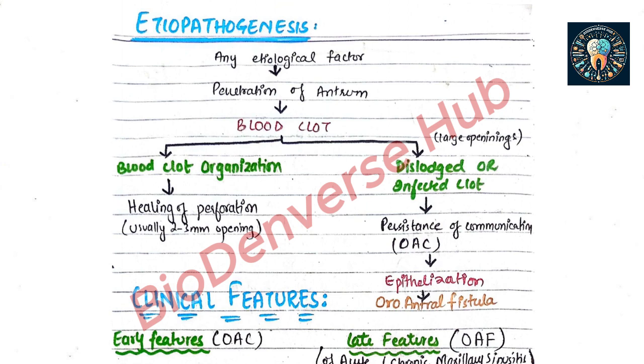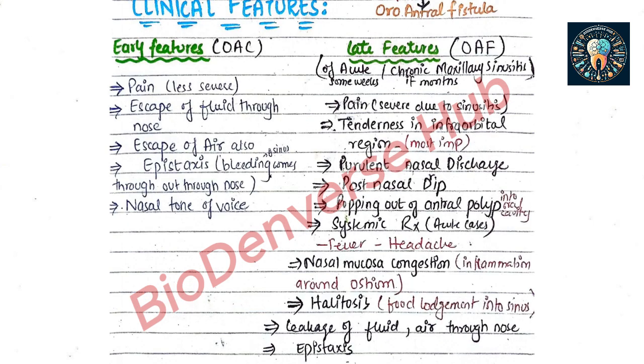So now we will be studying some clinical features associated with both conditions. First of all, in case of the early features, we have already discussed that if the patient presents with the immediate history after the extraction, that will be the case of oro-antral communication. But if the patient presents with a history of 2 weeks, it will be the late features of the oro-antral fistula. So let us study the early features.